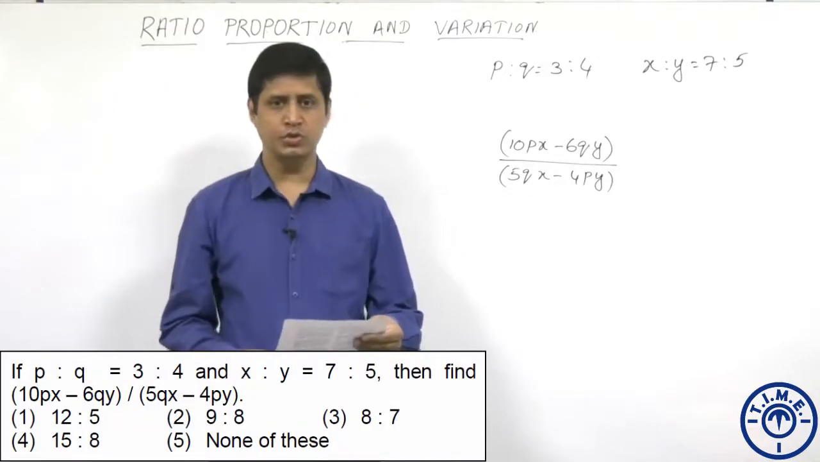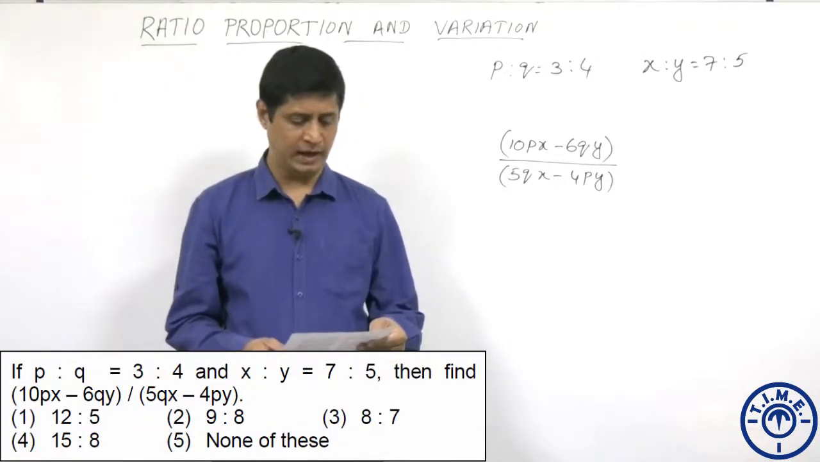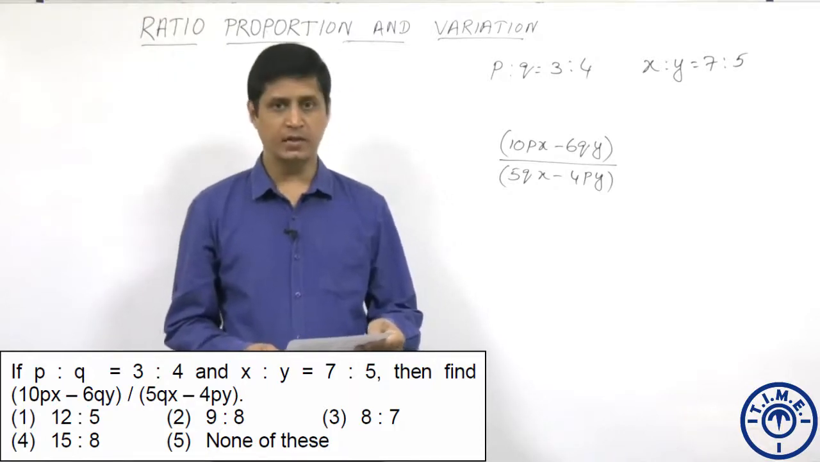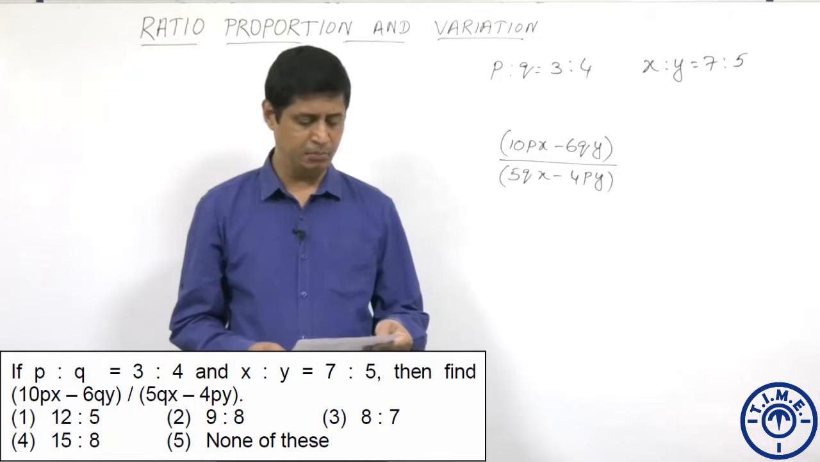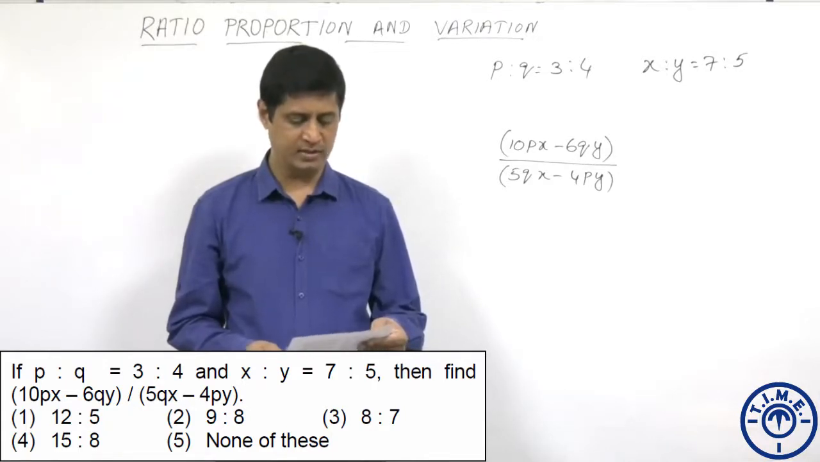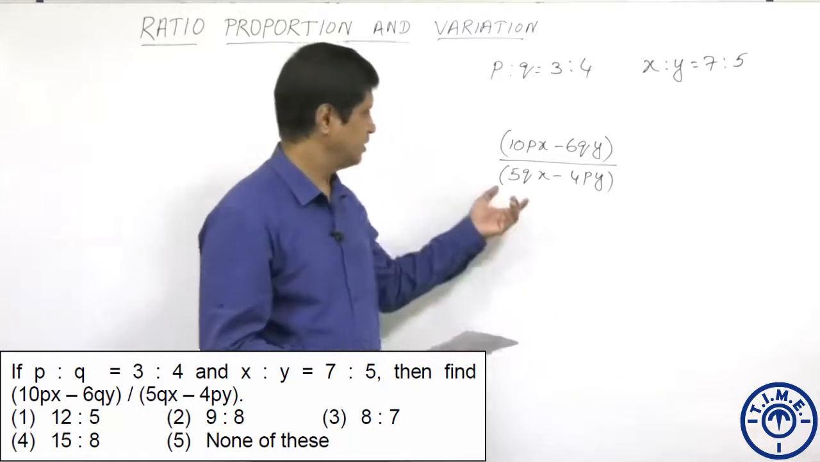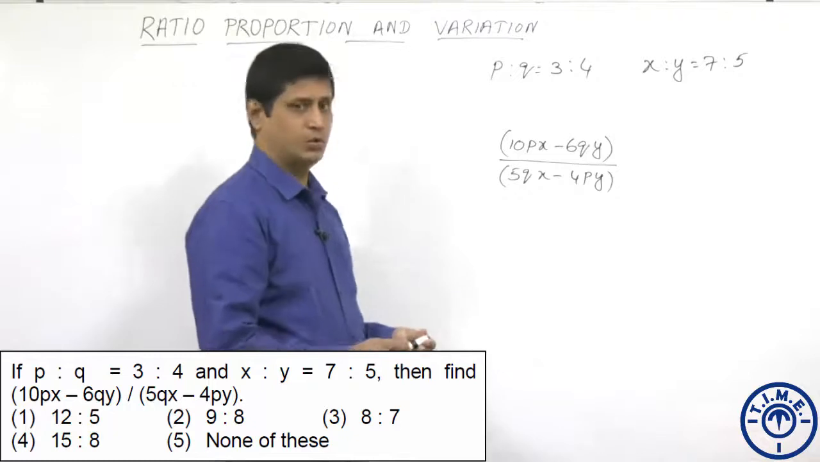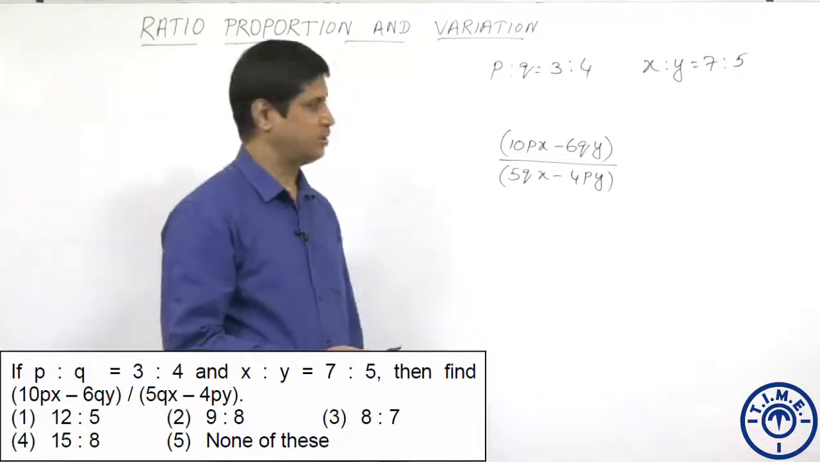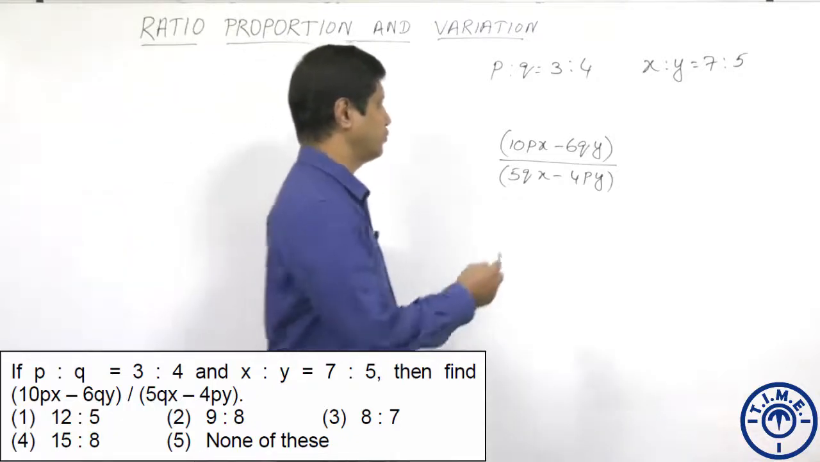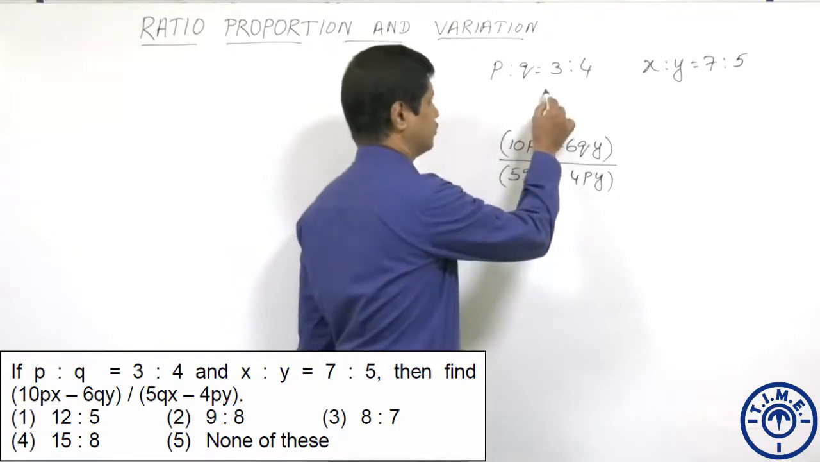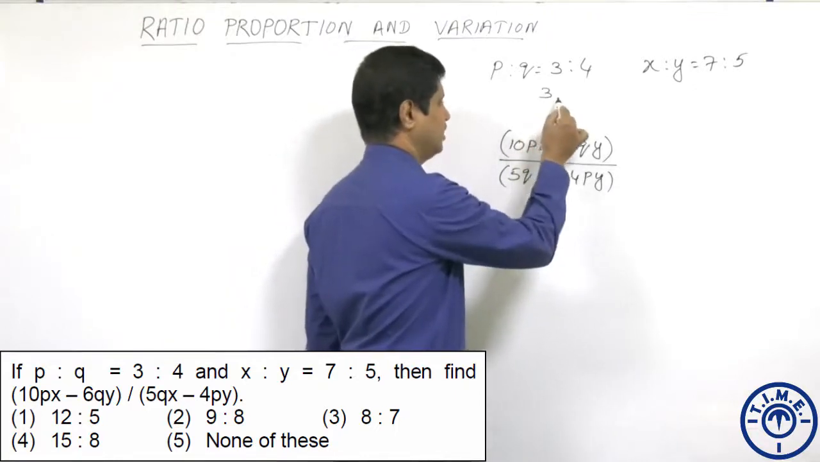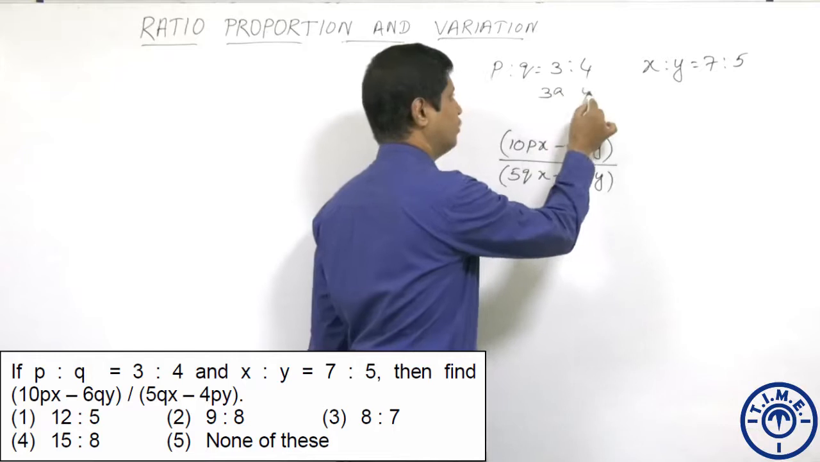If P is to Q is equal to 3 is to 4 and X is to Y is equal to 7 is to 5, then find 10Px minus 6Qy by 5Qx minus 4Py. Need to find this value. Now the ratio of P and Q is given as 3 is to 4. 3 is to 4 is the ratio, means the values of P and Q are 3A and 4A.